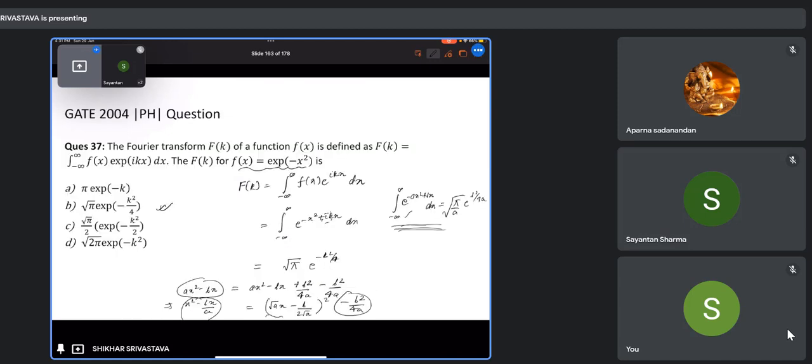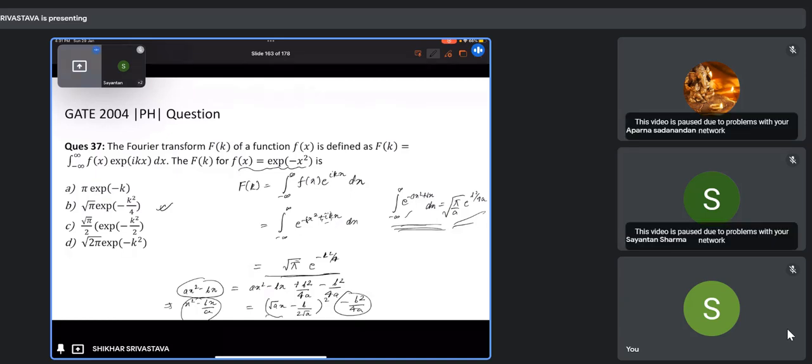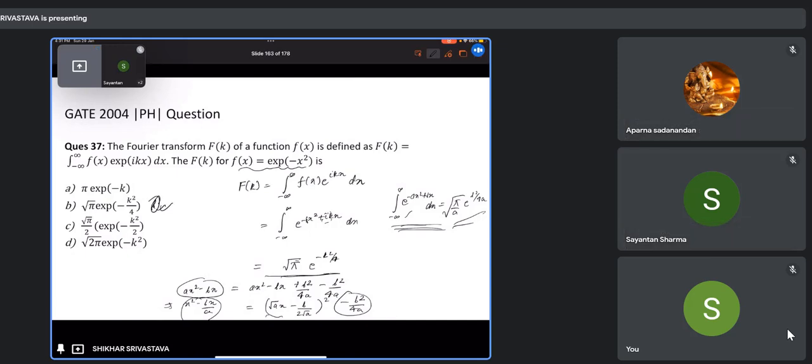So this is what you will finally get, and this is what is given. So even if they do not give the hint, you can just calculate the answer. Based on this integral, you can solve this question, and the answer is what we've already seen. Since here your a is -1 and b is ik, just put that in and you'll get the answer: root pi exponential minus k square by 4. So B is the correct option for this question.